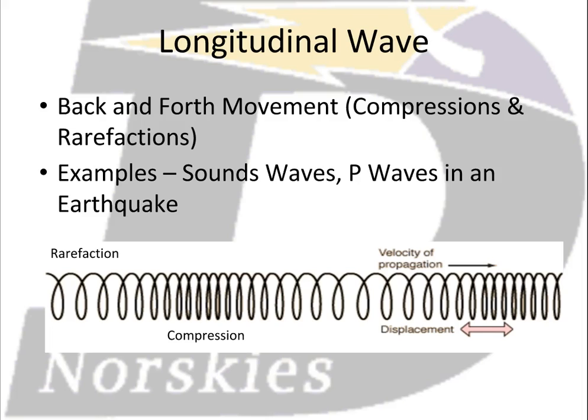The longitudinal wave, like I said, has a back and forth movement. There's a compression and what we call a rarefaction, or basically an expansion of the energy. A good example of this would be sound waves and P waves, which are found in earthquakes, and we're going to look at earthquakes more closely later on in the unit during class. A lot of the damage in earthquakes is caused by this compression and expansion of the ground, due to the fact that there are longitudinal waves in earthquakes.